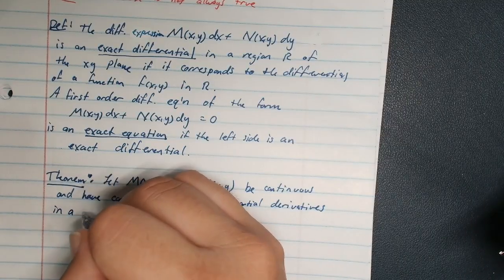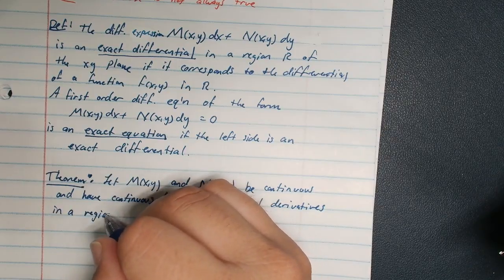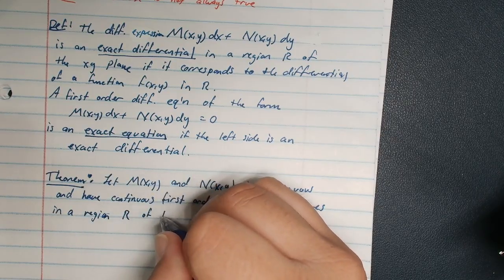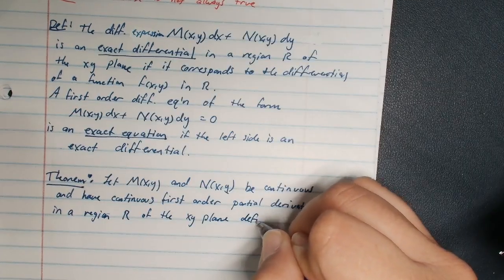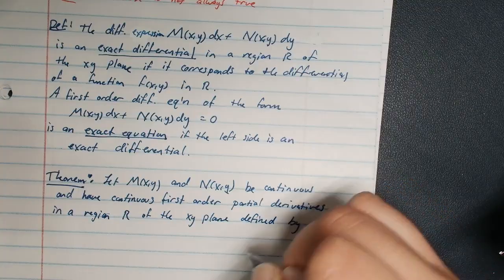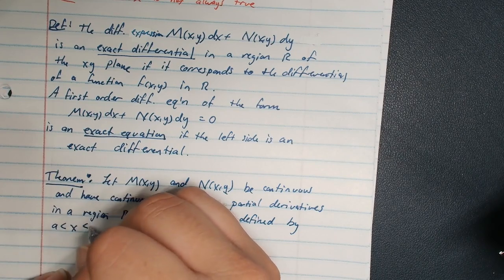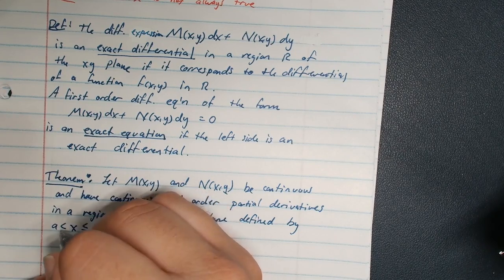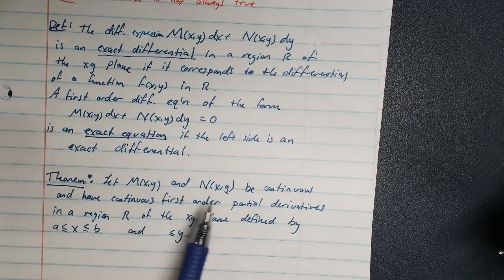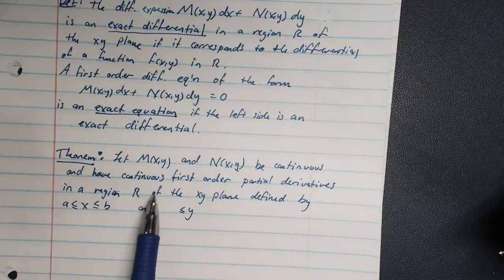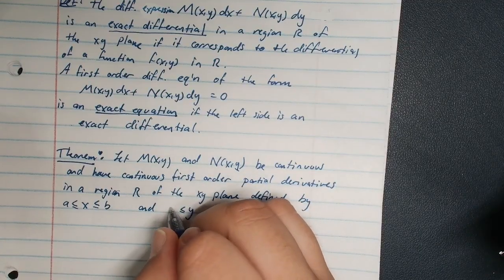In a region R of the xy plane that is defined by just a rectangle. Your x is bound by some constants and your y is bound by some constants. And of course, if your functions are continuous and have continuous first order partials outside of that rectangle, that's fine too. Just minimum we need it inside of some small region.